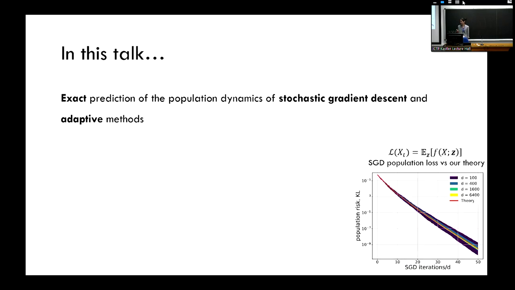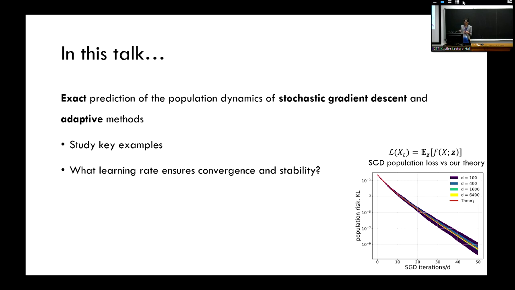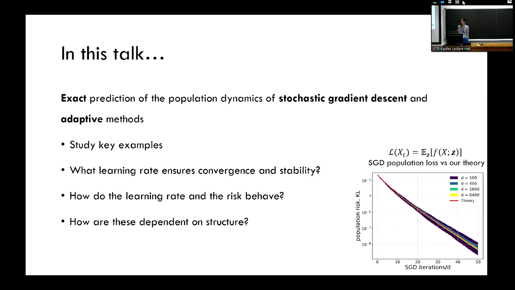What I'm going to show today is that we are able to provide a theory that gives an exact prediction of the error. Using this theory, I will present how it is applied to many examples. We can now understand what learning rate will ensure that we are stable during the optimization algorithm. The other question I will answer is how the learning rate and the risk behave in high dimension, and how this depends on the structure of the data. You will see that the behavior is very much dependent on how the data is structured.